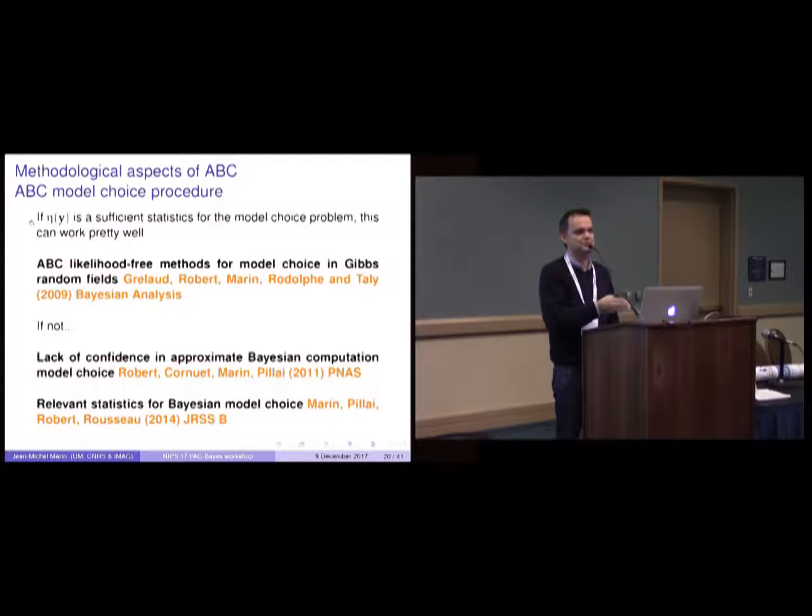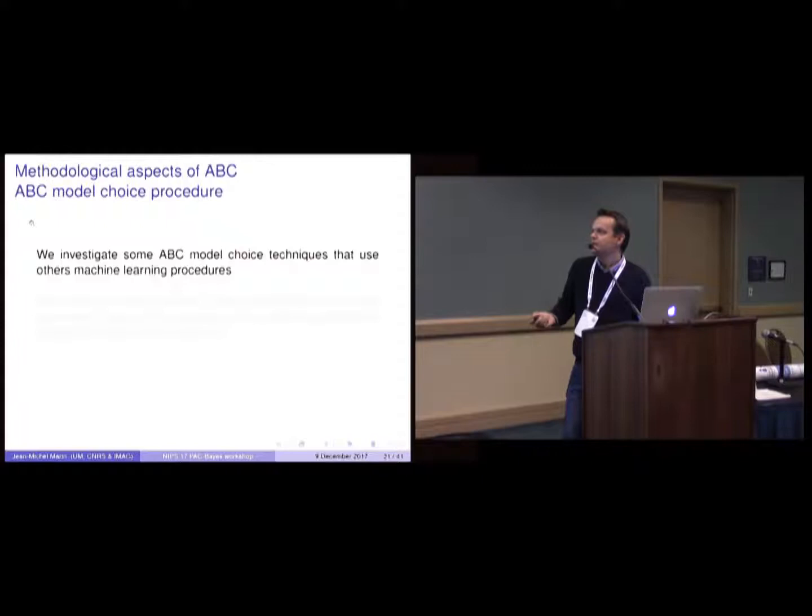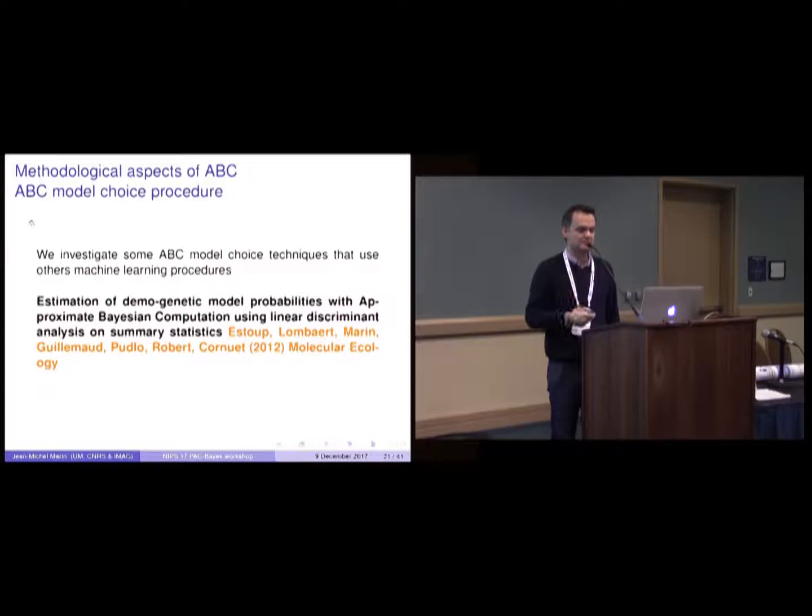Okay, so there were some years of controversy about using or not using ABC to select the model, but at the end we have these positive results. Here, you can use a non-sufficient summary to discriminate between models, and if you have a lot of data, we have a theorem that it can still work. You are able to recover the true model. Okay. So we have also investigated some ABC model choice techniques that use other machine learning procedures than the nearest neighbor, and this is the first step to use machine learning within the ABC paradigm.